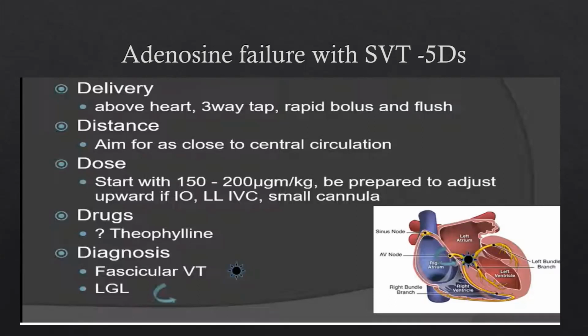And the last thing is the diagnosis. If you are giving adenosine multiple times and there is no response, it's worth considering other diagnoses. For example, fascicular VT will not respond to adenosine, as fascicular VT is when you have a smaller focus in the bundle of His, and it will act like a VT, but it's a circuit, which will not respond to adenosine.